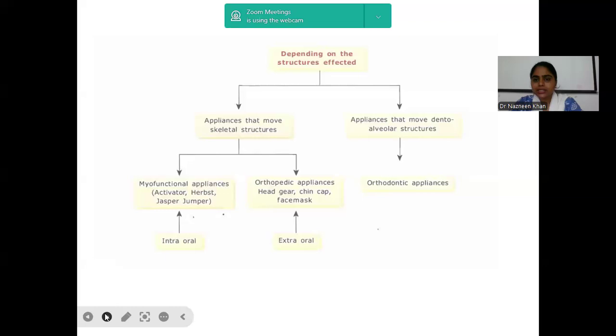अब जो अप्लायंसेस एल्वोलर स्ट्रक्चर, हमारा डेंटो एल्वोलर स्ट्रक्चर में चेंजेस कराएगा वो है ऑर्थोडोंटिक अप्लायंसेस. जैसे कि ब्रेसेस होते हैं, जिनसे हम ट्रीटमेंट करते हैं वो ऑर्थोडोंटिक अप्लायंसेस में आएगा. वो इंट्राओरल होते हैं और फिक्स होते हैं और ये क्वालिफाइड ऑर्थोडोंटिस्ट के द्वारा ही किया जाता है.